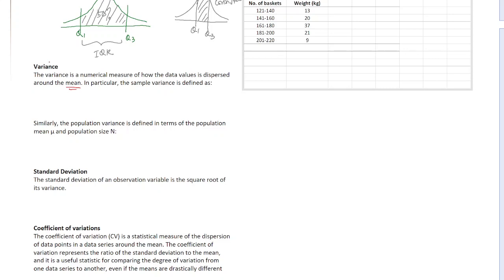Okay, so what are the formulas for the variance? So of course for the variance, this is a numerical measure, and it can be for the population and also for the sample. Okay, what is the difference between the formulas for the population and the sample? Of course, in terms of the symbol used. Okay.